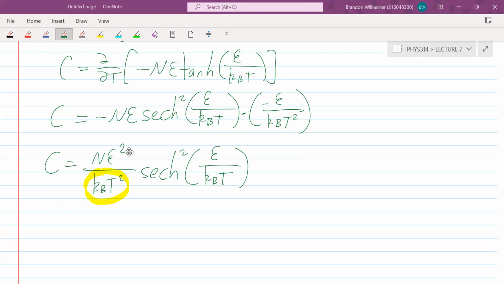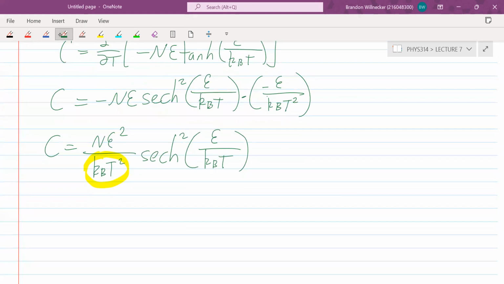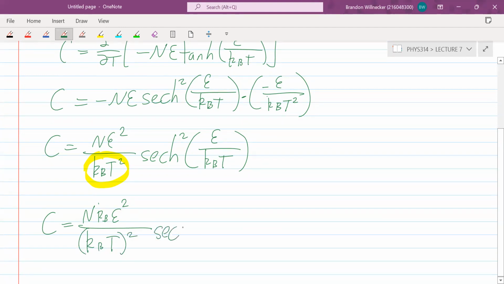So look at the bottom, we've got kBT squared. Remember what I said earlier about the kBT? Whenever you've got formulae involving that, they're always next to each other. It's always kBT. So here we have one kB, but we've got T squared. So there's a kB missing. So we can write this as the same thing, but multiply the top and the bottom by kB. So we're going to have n kB epsilon squared over kBT, all of that squared, sech squared epsilon over kBT.